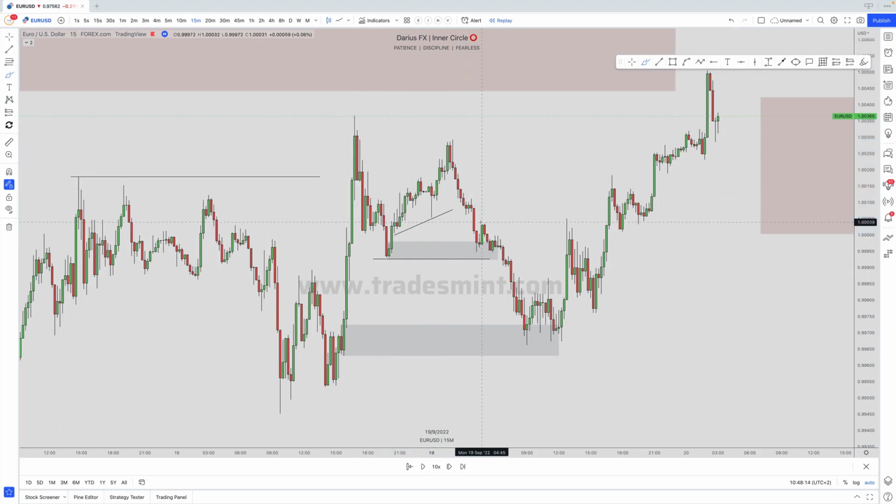We are in a pullback. So where do we go? We go to a demand area where price suddenly just took off. And that's exactly in this case this one. So this is our demand area where we want to see price targeting it. And this is exactly where price will return to it.